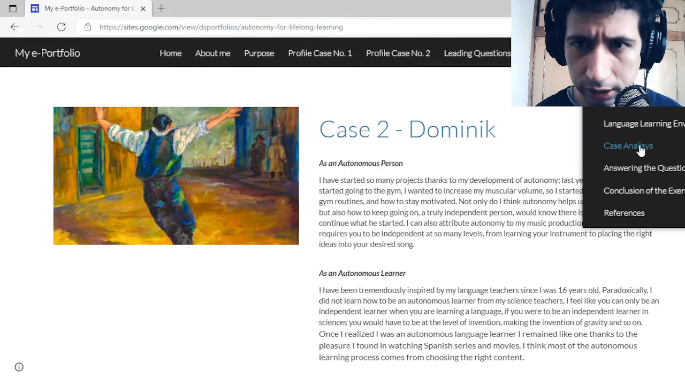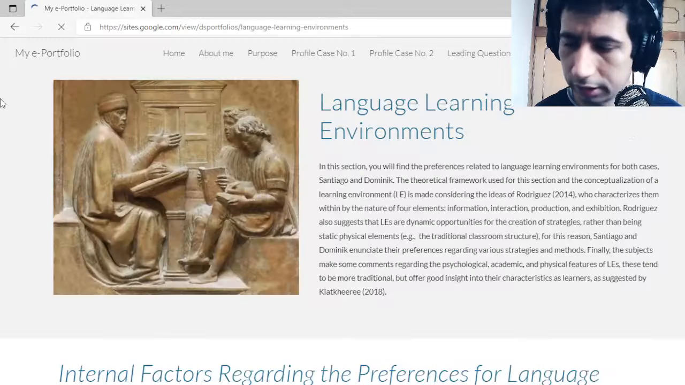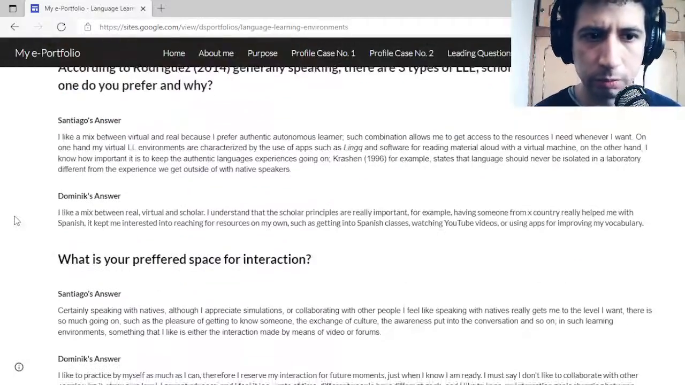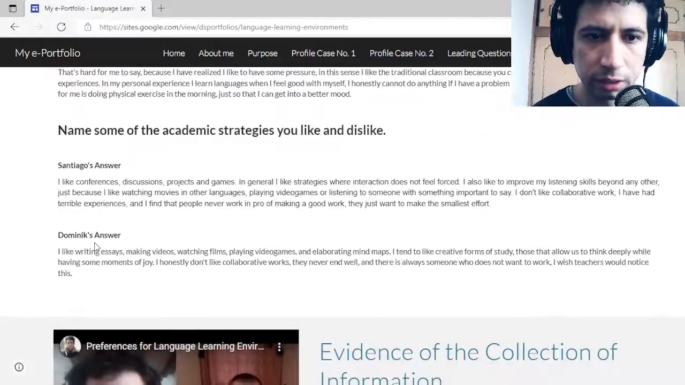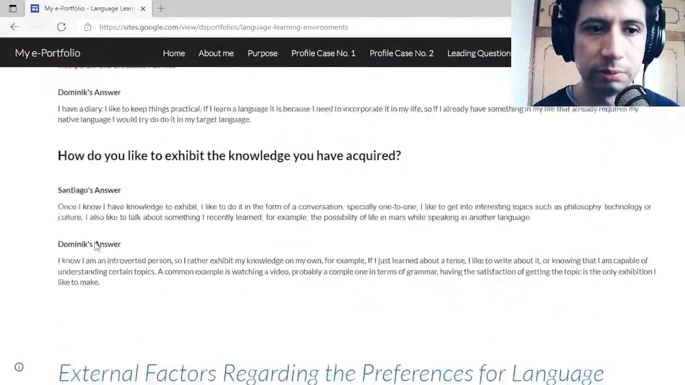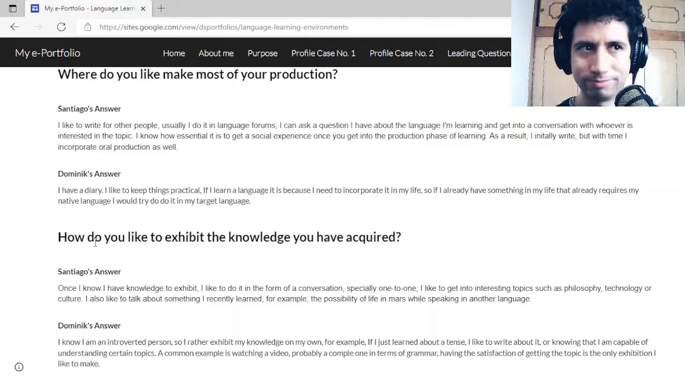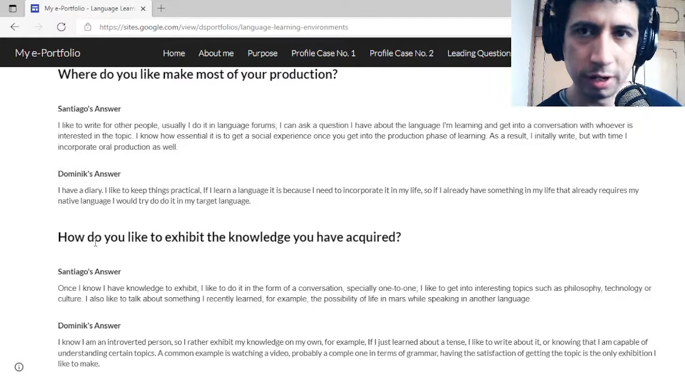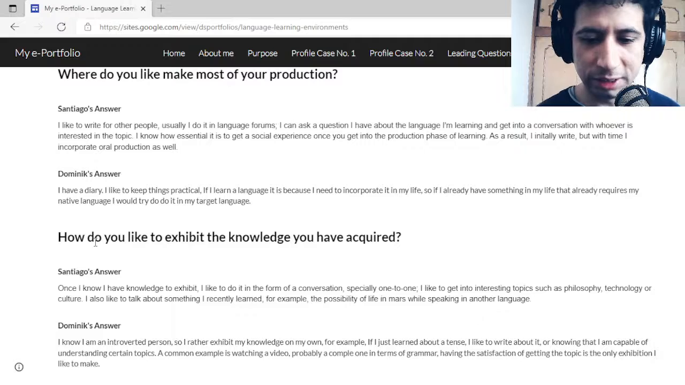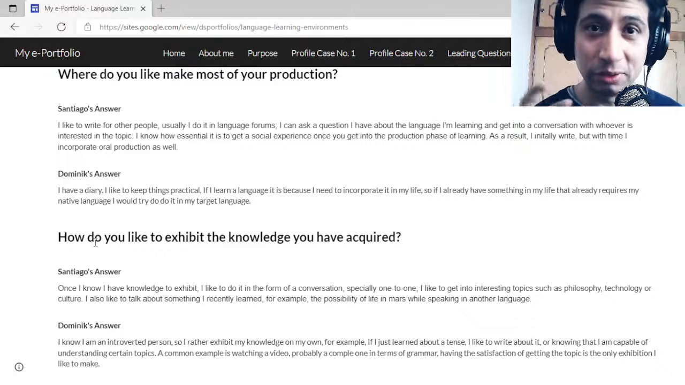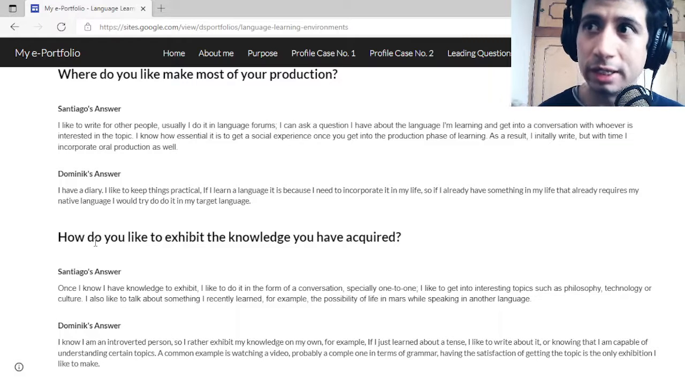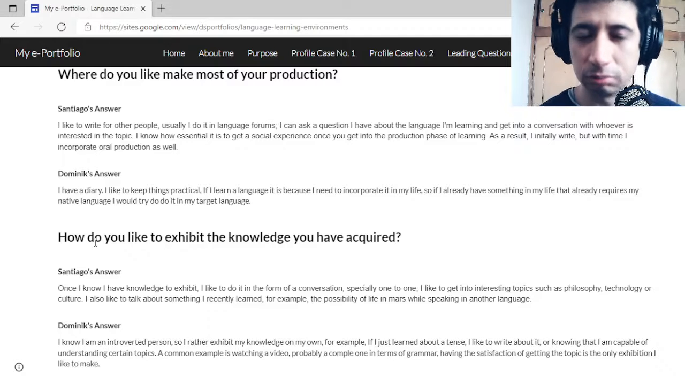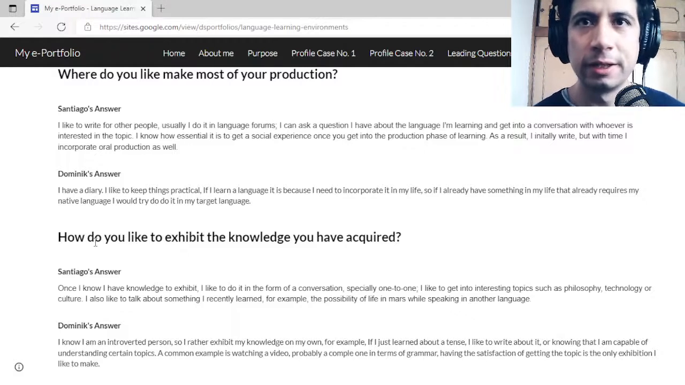We also have here the language learning environments, which were very similar for me and Dominic. We both like virtual environments. However, I tend to show a higher preference for virtual environments, since Dominic prefers a combination of virtual, real, and school environments. He thinks that having a teacher is extremely important when learning a language.